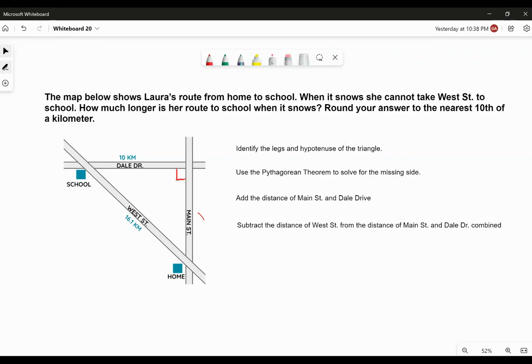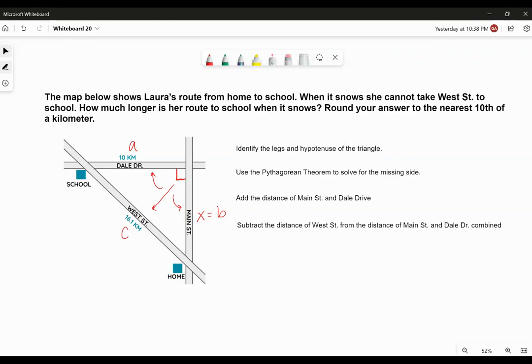We're going to call this distance x, and we're going to start by identifying the legs and hypotenuse of the triangle so we know how to apply the Pythagorean theorem. If I look at my picture, directly across from my right angle is West Street. So this 16.1 kilometers is going to be our C. And then our two adjacent sides, or our legs, are Dale Drive, which we'll call A, and Main Street, which is our X. So we've done the first step, which is to identify the legs and hypotenuse of the triangle.